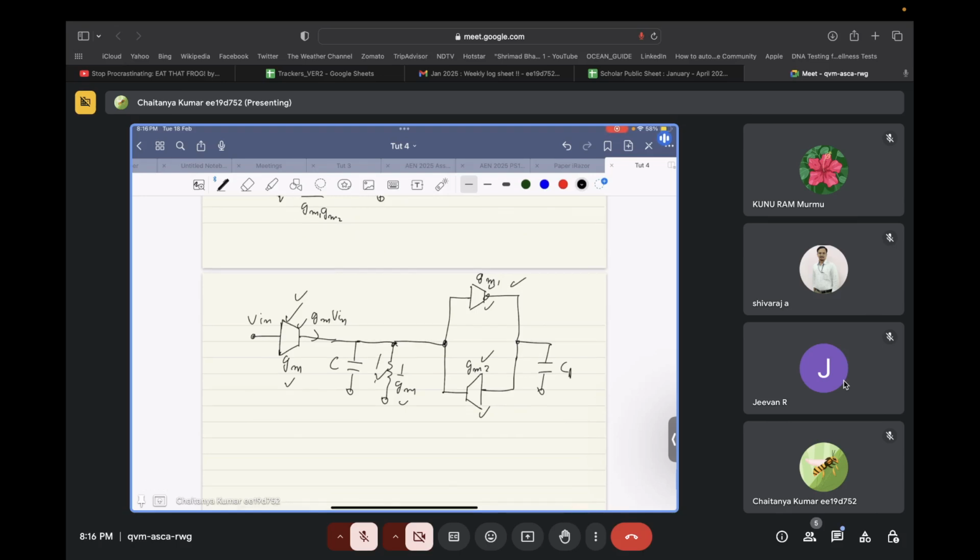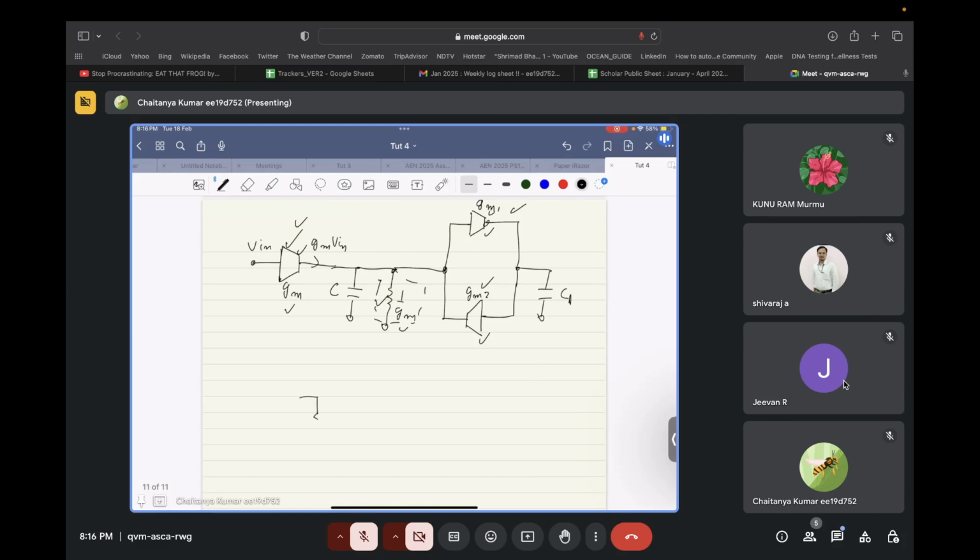So let's see if this resistor can also be replaced by some combination of transconductors. So what do you have as this resistor?